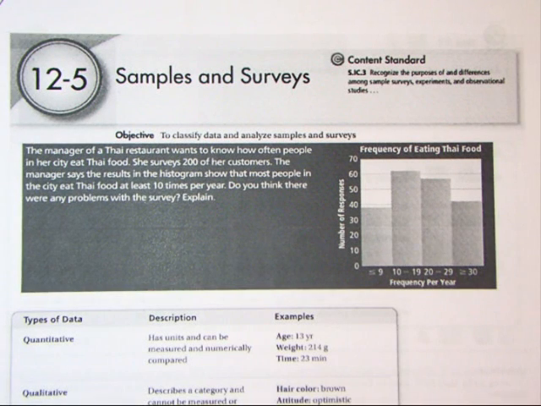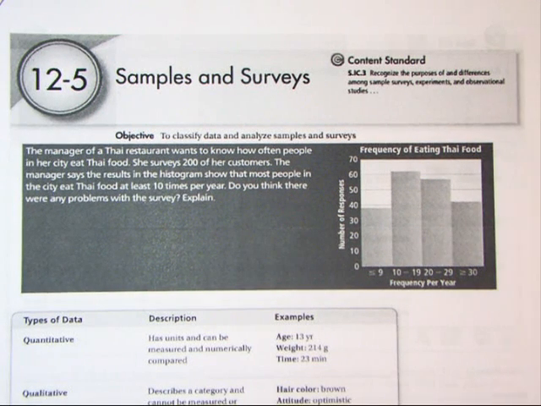As we move on to Chapter 12, Section 5, we're going to talk about samples and surveys. And this is kind of an interesting little survey that's here at the top. It says, the manager of a Thai restaurant wants to know how often people in her city eat Thai food. She surveys 200 of her customers.